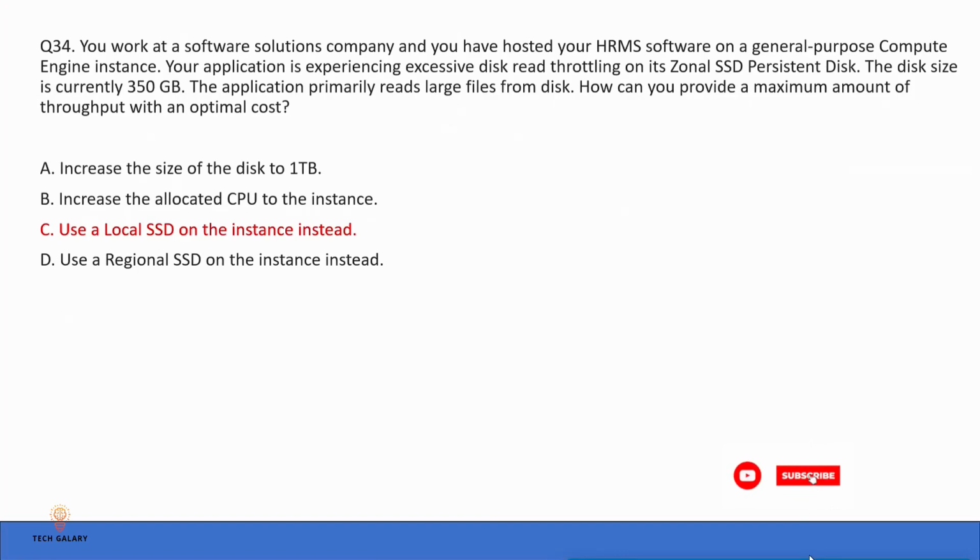Now let's take a look at option C, use a local SSD on the instance instead. Here a local SSD has more input-output operations per second, and SSD persistent disks are designed for single-digit millisecond latencies. And these local SSDs are physically attached to the server that hosts your VM instance. Local SSDs have higher throughput and lower latency than standard persistent disk or SSD persistent disk. So switching to a local SSD makes it cheaper and faster. Adding CPUs will make it more expensive than the whole price. So option C is correct.